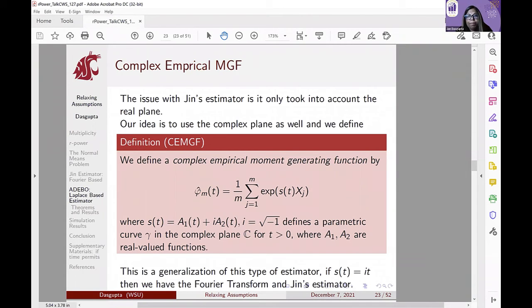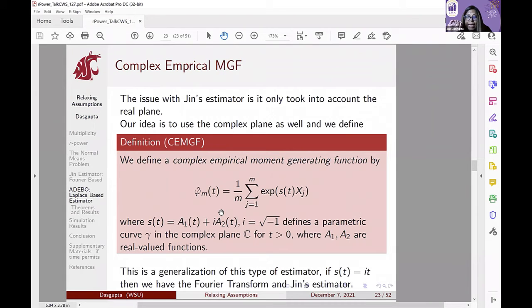Before we go on, we will define, instead of the empirical characteristic function, the empirical moment generating function. It is basically your moment generating function, but calculated for data. The important piece here: when we saw the characteristic function, it was it, but instead we are saying it is a function of t, s of t. And what kind of function? It's a linear function, which has a real part and an imaginary part.